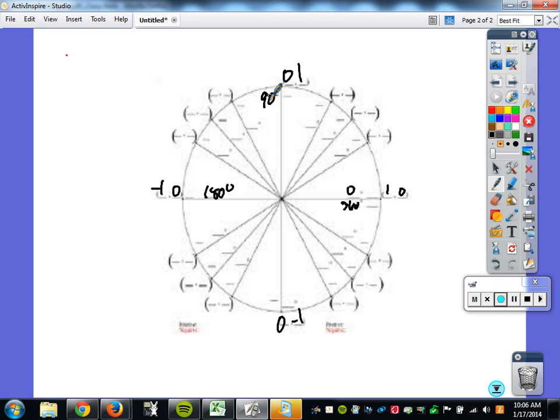Well, therefore, a quarter of a circle is how much added? 90. So if I went 0 plus 90, 90, 90 plus 90 is 180, 180 plus 90 is 270. And then 270 plus 90 is 360. Everybody with me there? You go in there and complete that.